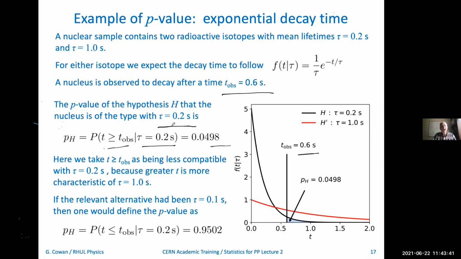All right. On the other hand, you can imagine, suppose the relevant alternative had not been 1 second, but 1/10 of a second. Suppose those are the only two possibilities, namely having 0.2 seconds or 0.1 second for the mean lifetime. So the two isotopes correspond to those two means, and you observe 0.6. Well, then you would say that it's very compatible with the 0.2 value, because you would then choose the region of equal or lesser compatibility to be the other way around, and you would then get a very high p-value. So that's just to illustrate that the definition of the p-value could be different under different circumstances.